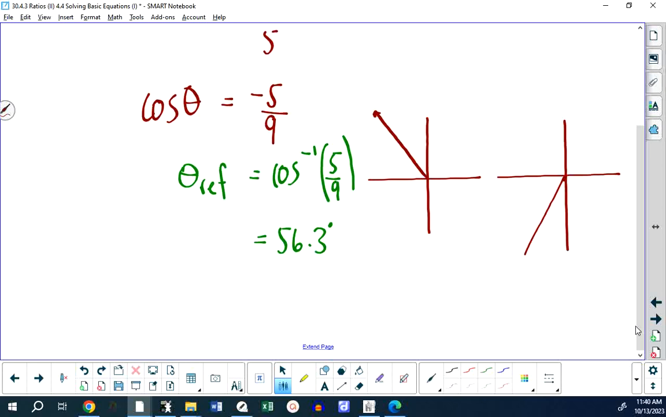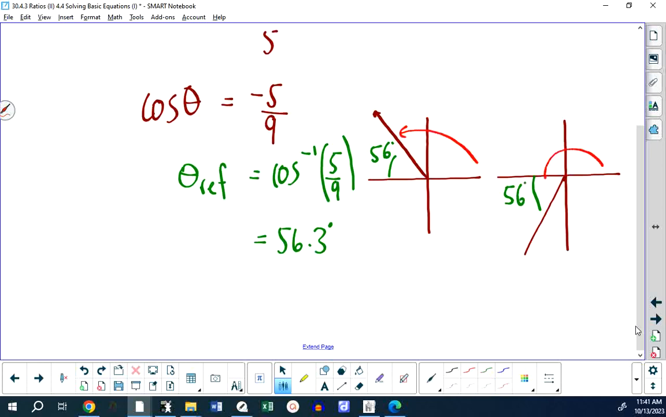This is very rare for this to happen with me, but I can see how it would happen. I just looked over here and I saw 5/9, which is positive, and right away I'm off the rails because I should be looking up here. Cosine is negative, which is quadrant 2 and 3. So if this is 56 and this is 56, what are the rotation angles?